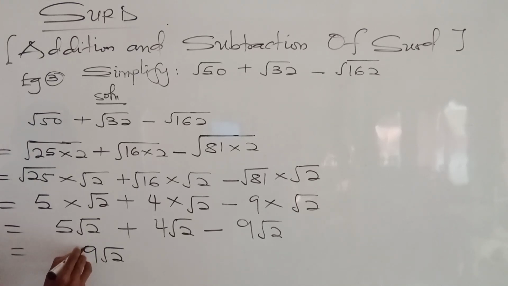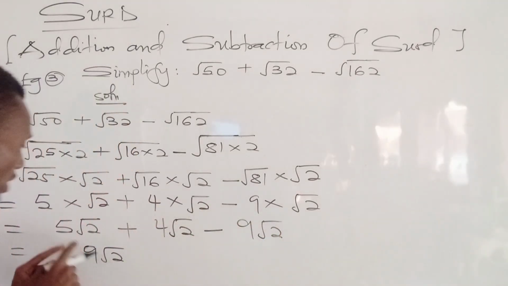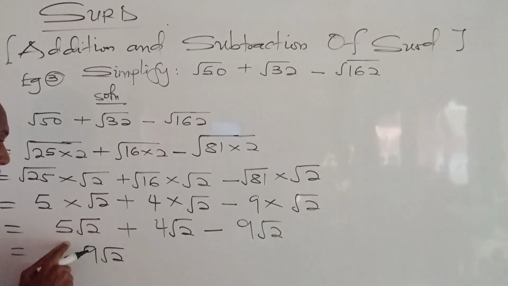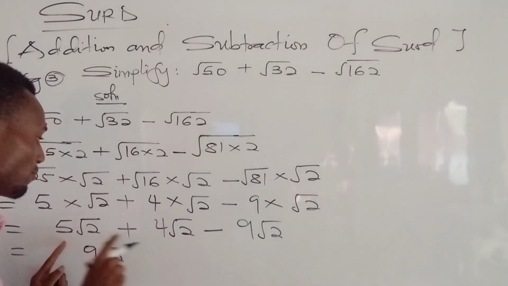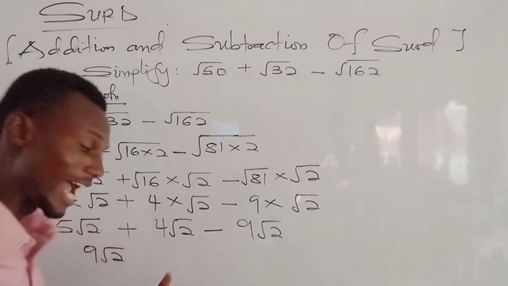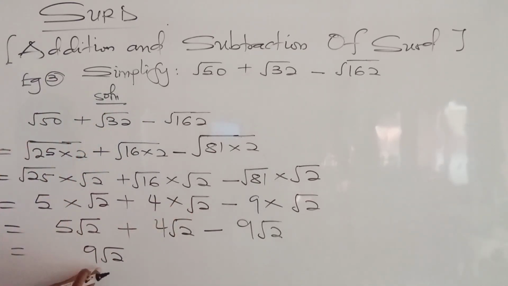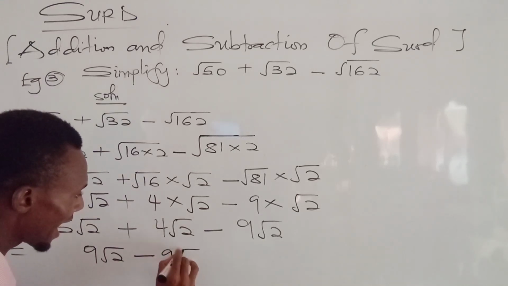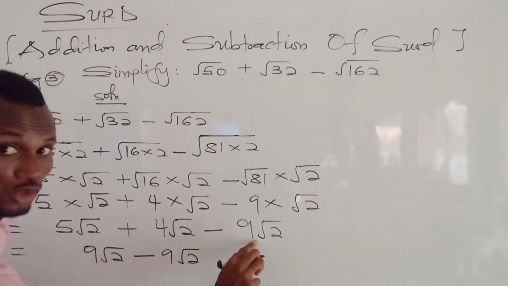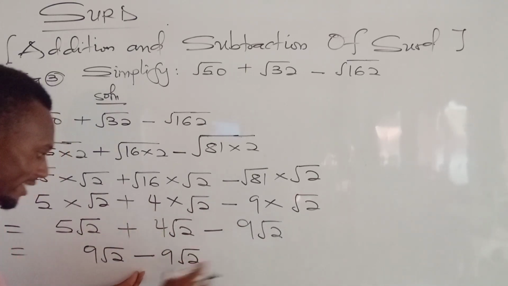So the 5 root 2 plus the 4 root 2, for you to add them, you deal with the coefficient. The coefficient of this root 2 is 5, and the coefficient of this root 2 is 4. So 5 plus the 4 gives 9. Then you just pick one of the root 2 and attach to it. That's why we are having 9 root 2. Then minus this 9 root 2, which is here. So we did the first 2, which gives us 9 root 2, minus this 9 root 2.